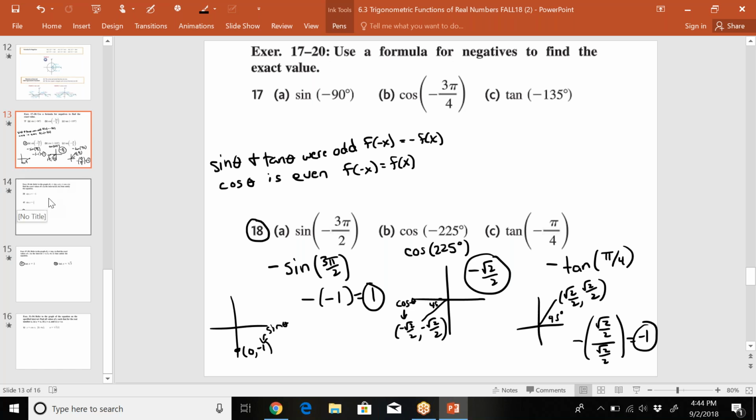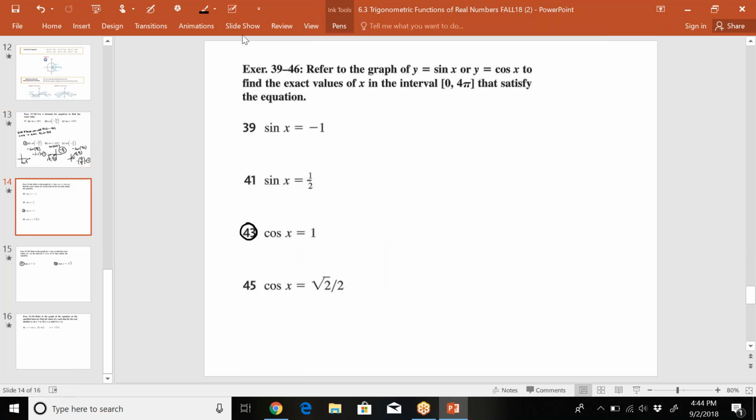Okay, so let's move on to the next slide. I did 3 of these together with us in class, and we're looking at number 43. So the directions say, refer to the graph of y equals sine x or y equals cosine x to find the exact values in the intervals 0 to 4 pi.